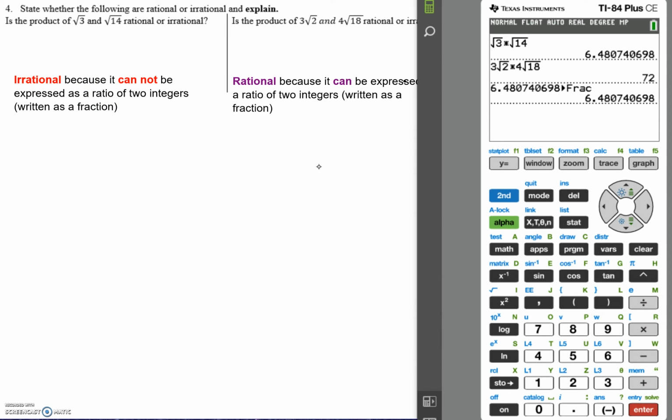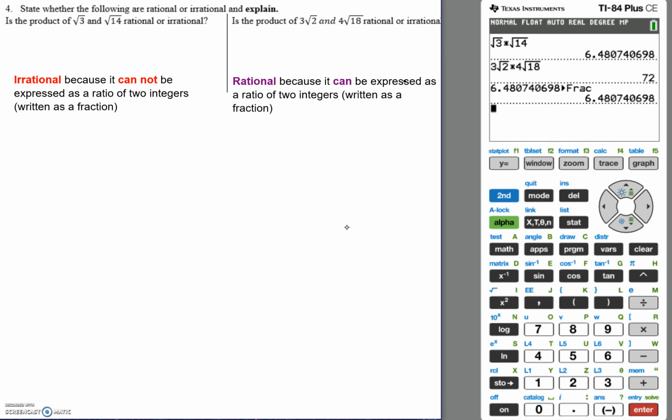So now we're going to do the same thing for the right-hand side. 3 radical 2 times 4 radical 18, you're going to notice that you get a 72. 72 can be written as a fraction, right? 72 over 1. So your answer would be rational because it can be expressed as a ratio of 2 integers, which again basically just means written as a fraction.